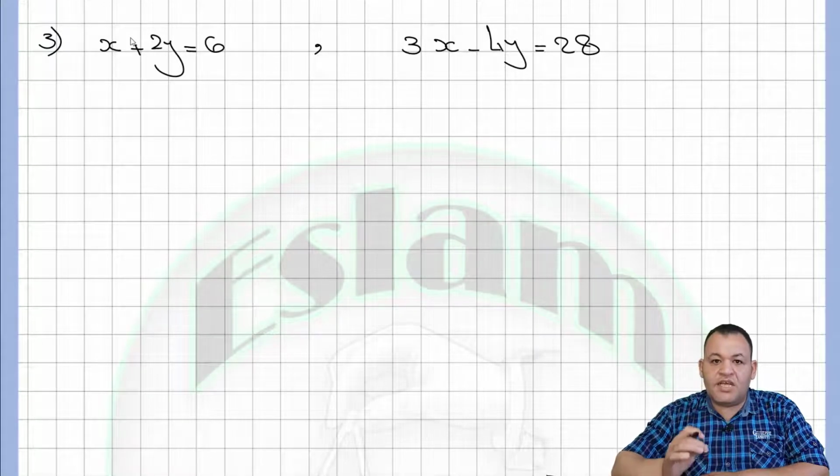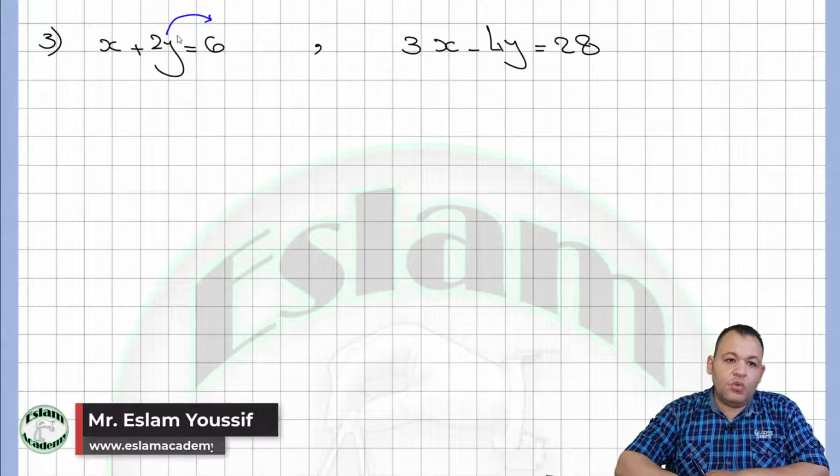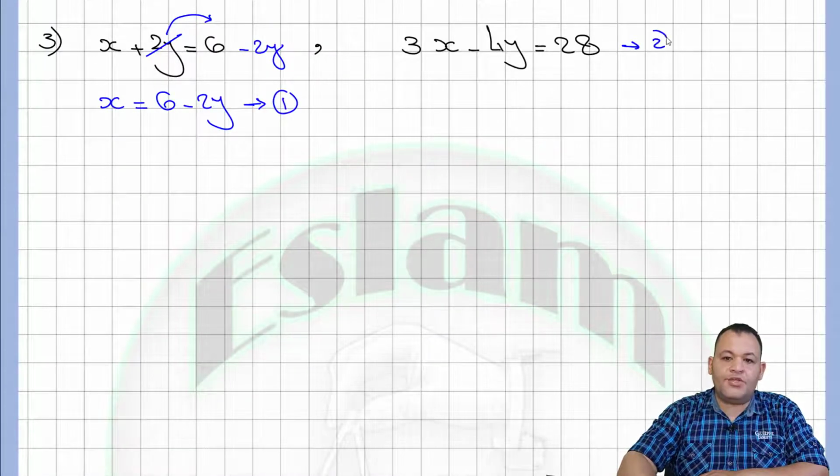We'll choose the variable that has a coefficient equal to 1. So we'll find that x is equal to 1. So we can shift 2y to the other side. 2y is positive, so it will be negative 2y. So we can say equation number 1 is x equals 6 minus 2y. That will be defined as equation number 3, and that will be equation number 2.